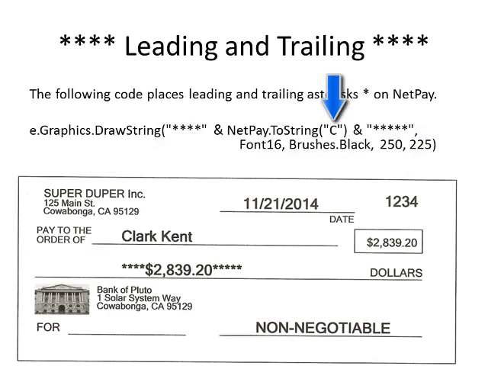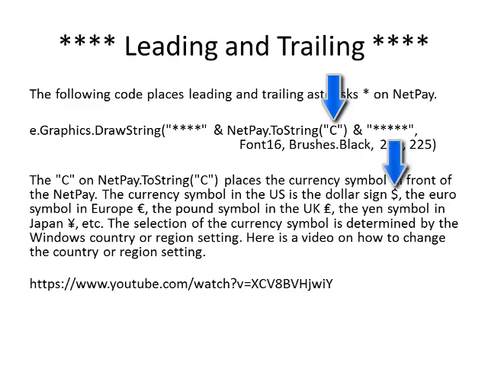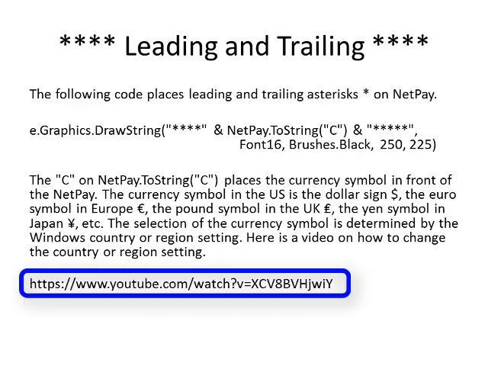The "C" on net pay ToString places the currency symbol in front of the net pay. The currency symbol in the US is the dollar sign, the euro symbol in Europe, the pound symbol in the UK, the yen symbol in Japan, and so on. The selection of the currency symbol is determined by the Windows country or region setting. Here's a video on how to change the country or region setting.